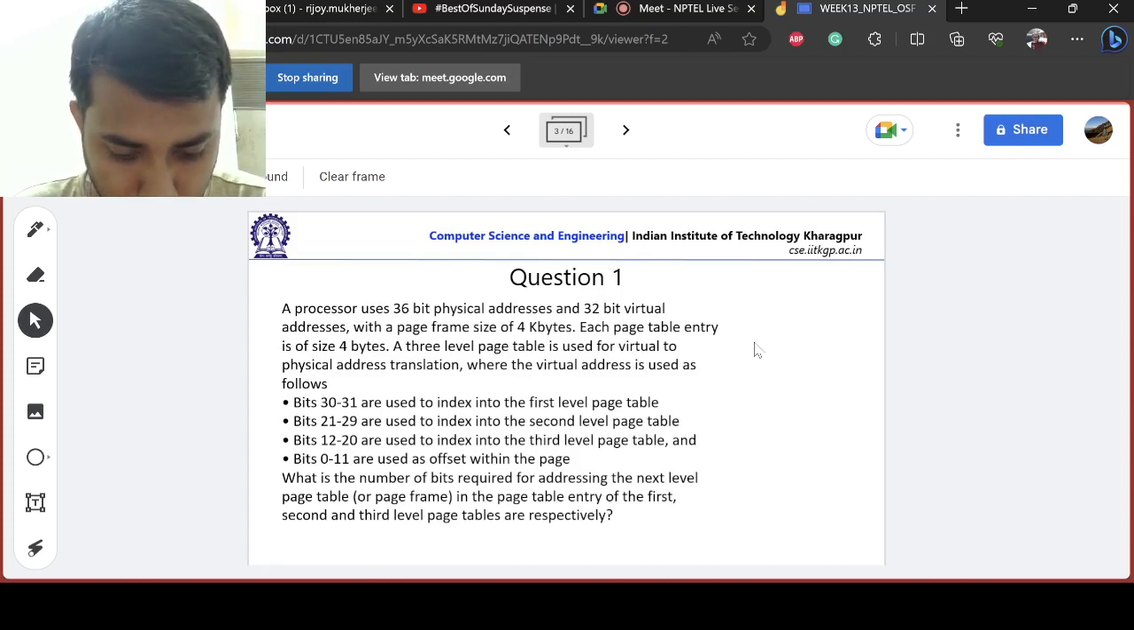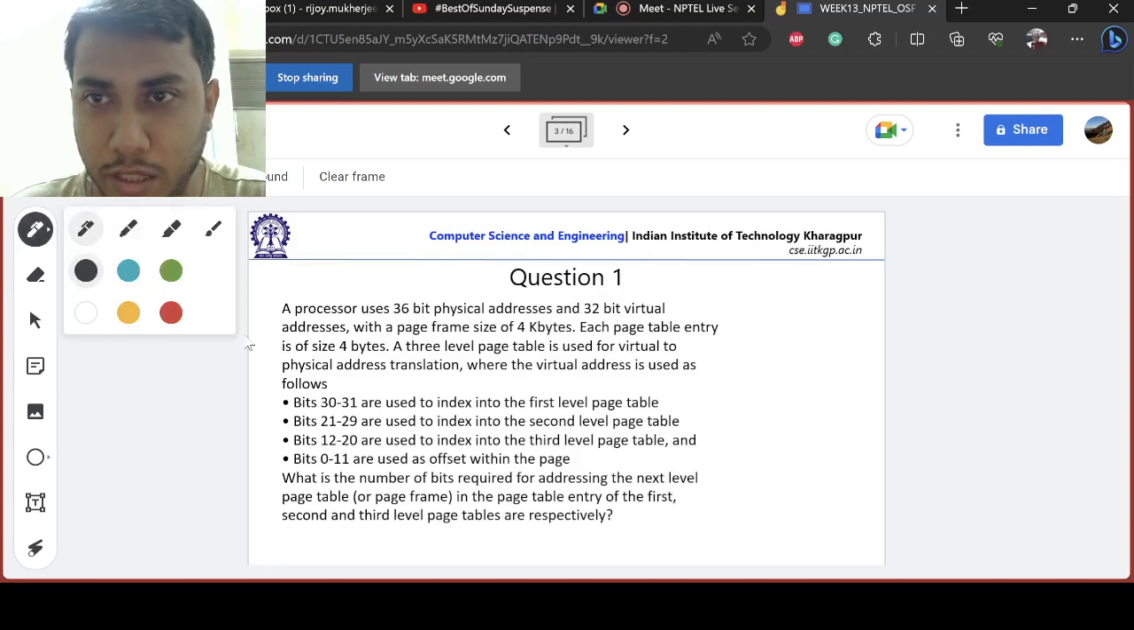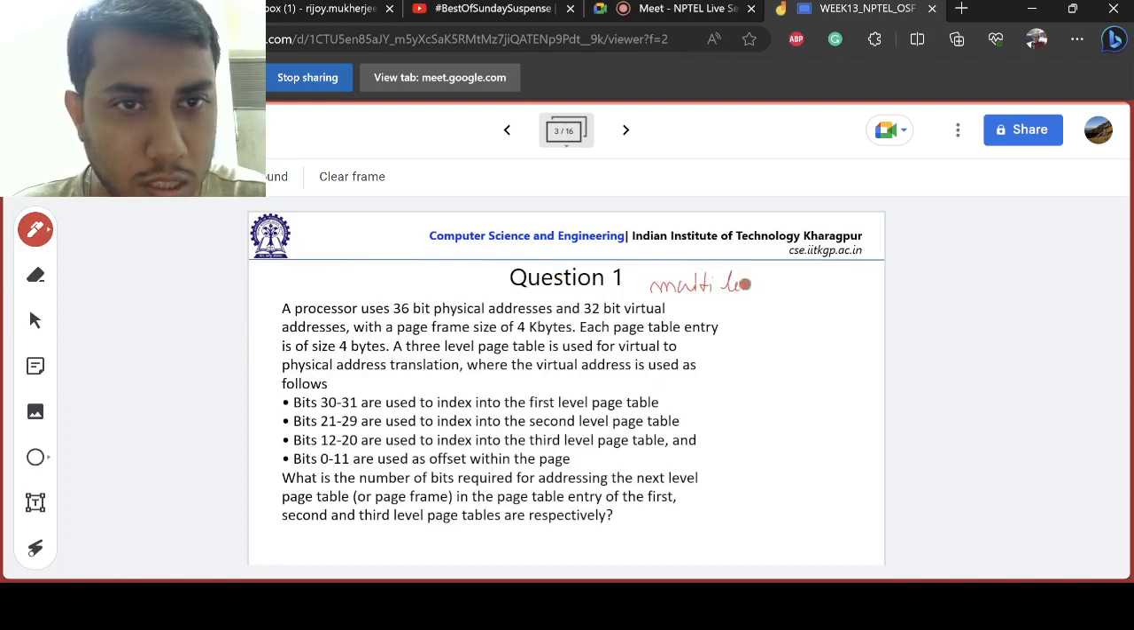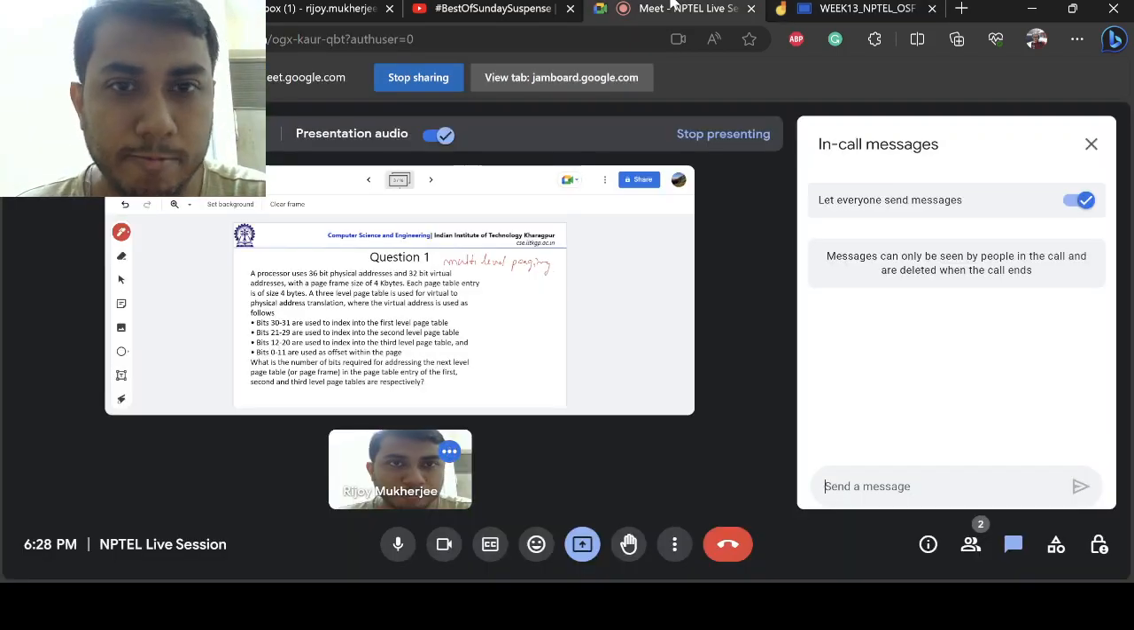So it is a big question. So let's get to it one by one. Previously we have gone through the concept of multi-level page table, multi-level paging. So why are we doing multi-level paging?